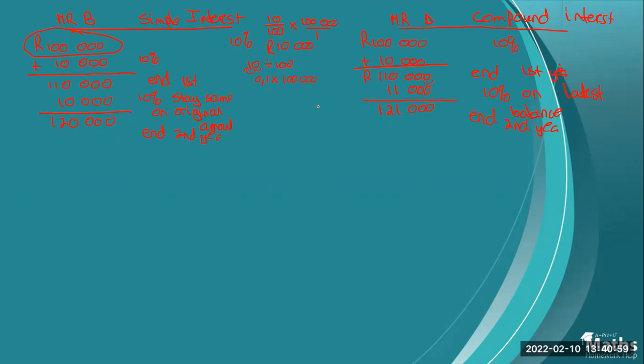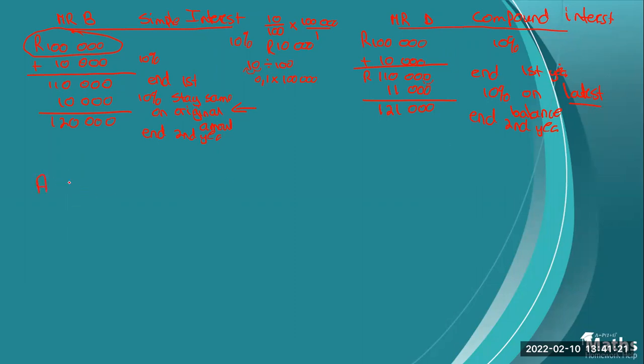So let's just rephrase this again. Simple interest. The interest is always worked out on the original amount. While with compound interest, the interest is worked out on the latest balance. So the interest is going to grow. So which bank do you prefer? Of course, you prefer compound interest.